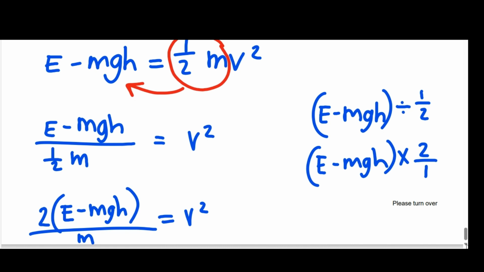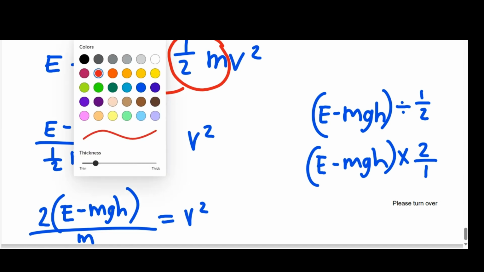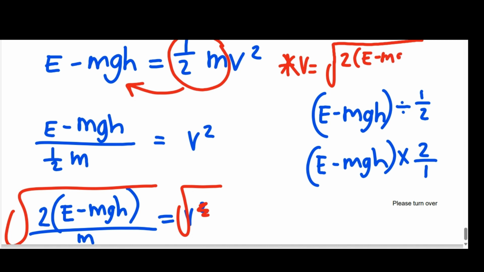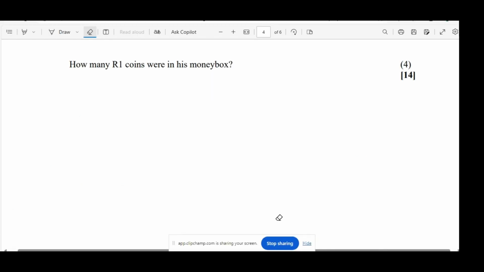And then the final thing is I want to get that v all by itself. So what I would do is I would just square root both sides to get the v by itself, so it doesn't have that square next to it. Okay, so I would put a square root here, and then a square root here, and that would cancel that. So in the end then, I'm going to get v, let's write it up here, v is equal to the square root of 2(E minus mgh) divided by m. Okay, and that's as far as you can go.